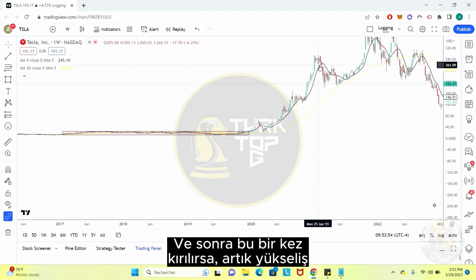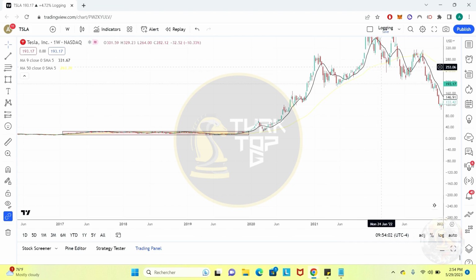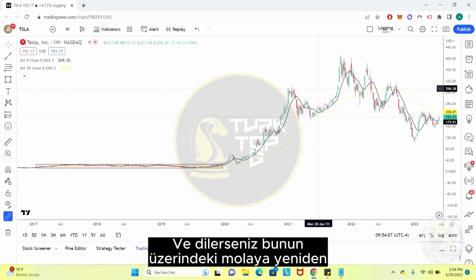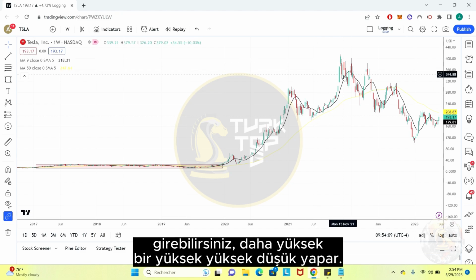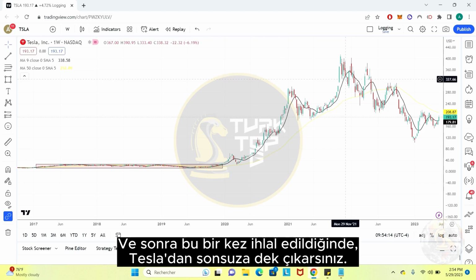And then once that gets breached, now the uptrend is over and we're going to enter a period of consolidation, which Tesla does, and we would be out. Then we get a 50 MA box. And if you want, you can re-enter on the break above this, makes a higher high, higher low. You would move your stop below this. And then once that gets breached, you get out of Tesla for good.